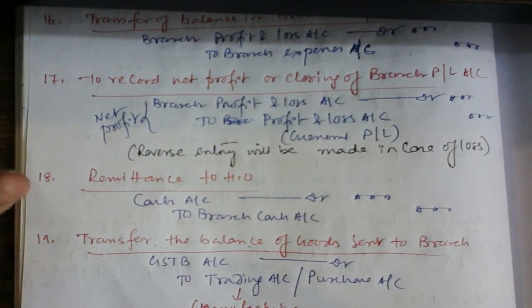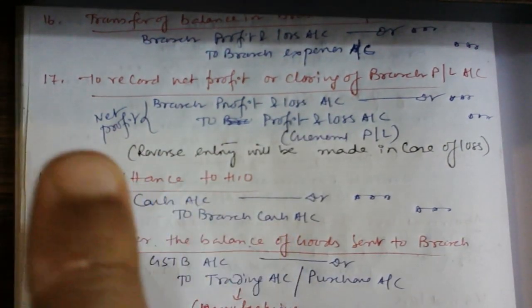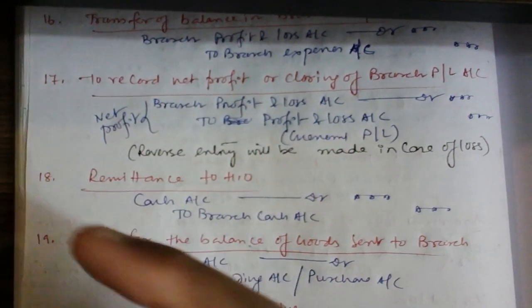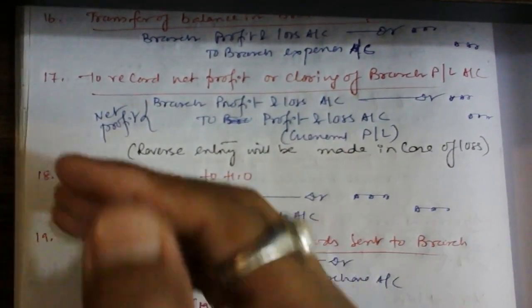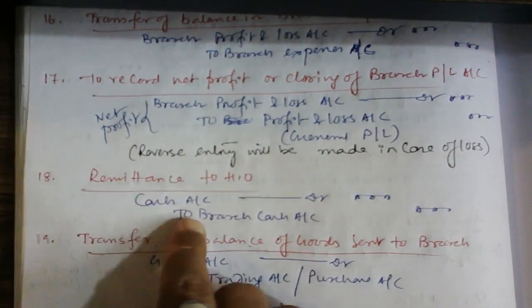So when cash has been transferred to the HO, branch cash will be decreased, so that's why branch cash is credited, and HO books cash will increase, that's why cash account is debited. This cash is nothing but the HO cash, and this cash is the branch cash. So branch cash credited, HO cash increased, so cash debit to branch cash.